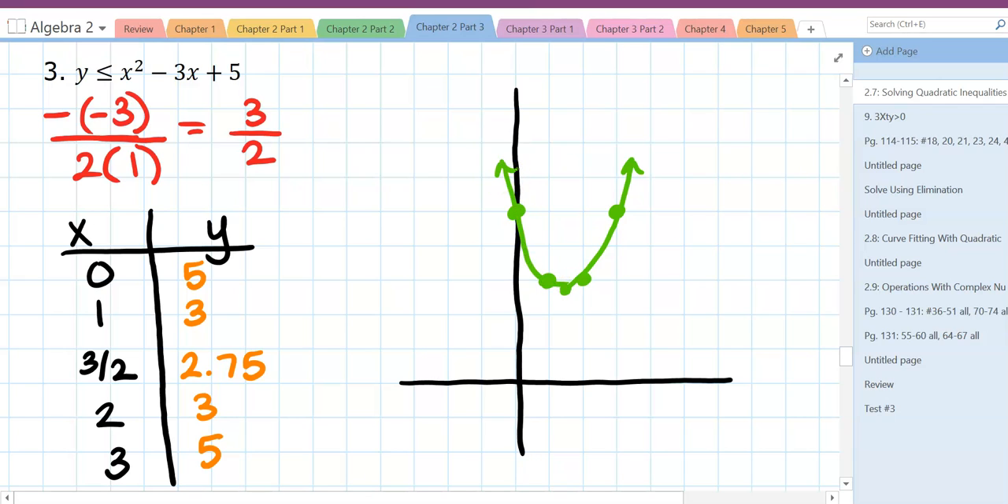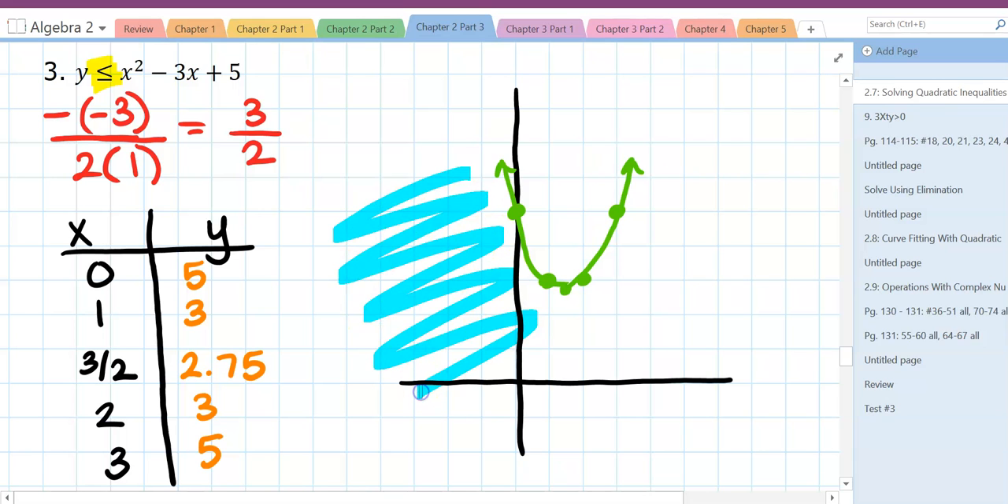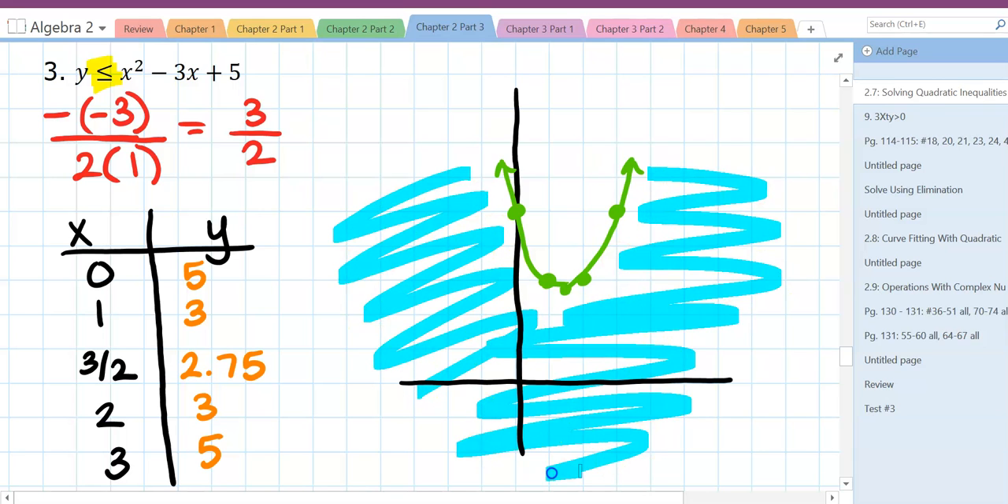Okay, now this one opens up, and I want everything less than. So where should I shade? On the outside. So out here. And again, how could you decide that if you weren't sure? Pick an easy point. In this case, pick 0, 0 because it's not included on the graph.